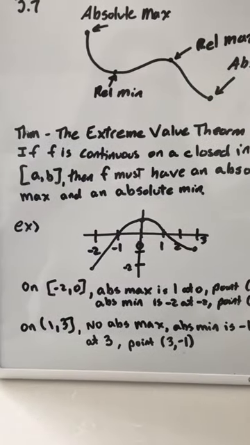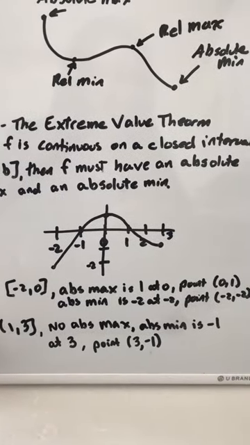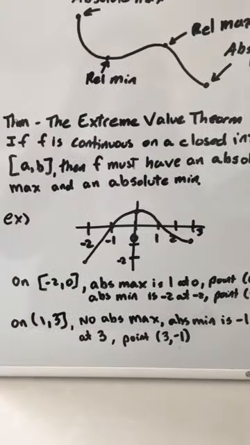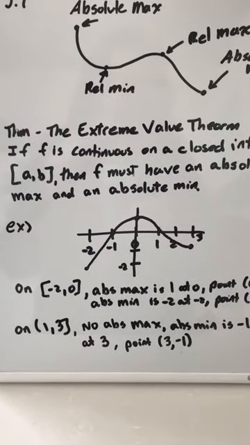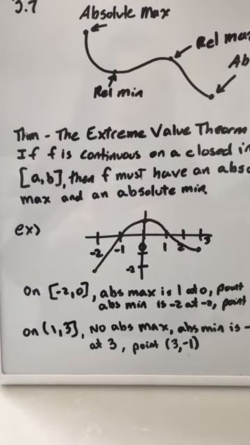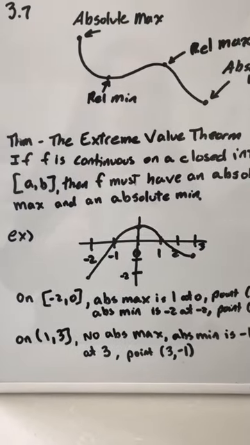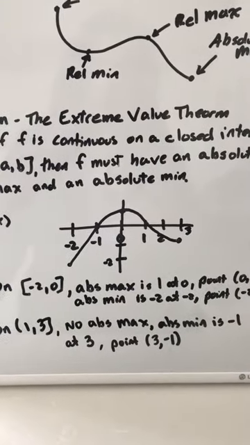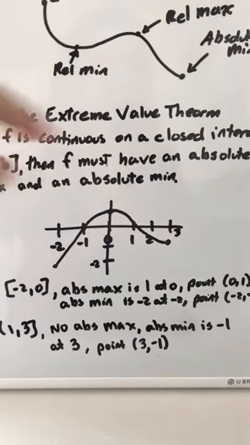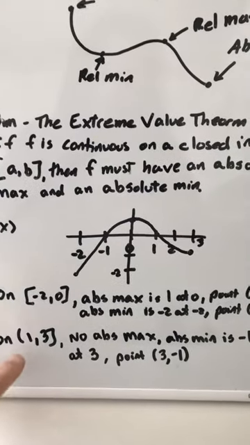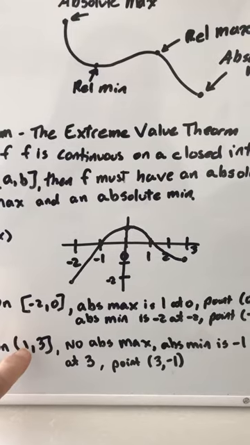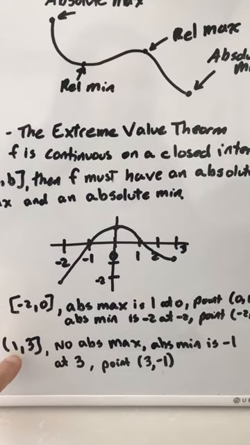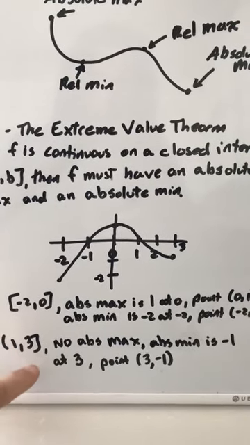Okay, now we look next. We have an open interval on one side from 1 to 3. So the extreme value theorem would not apply here. What we do notice is there's no absolute max, because when we get to 1, we don't have a maximum because it's an open interval. All right? An absolute min is -1 at 3.